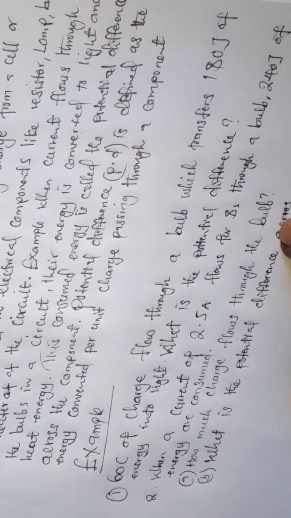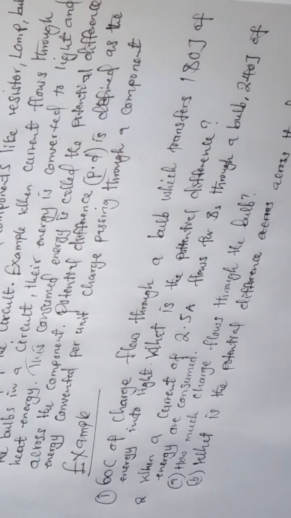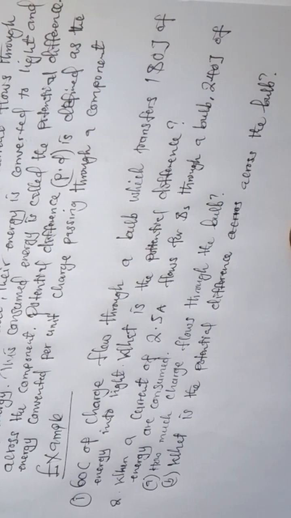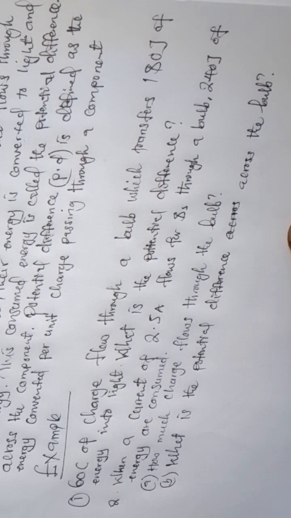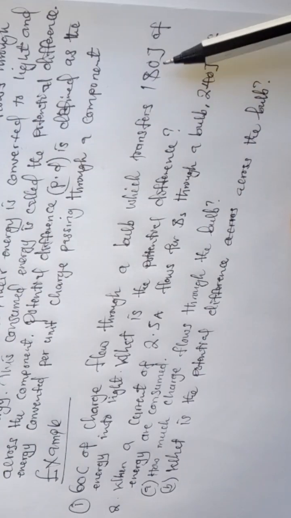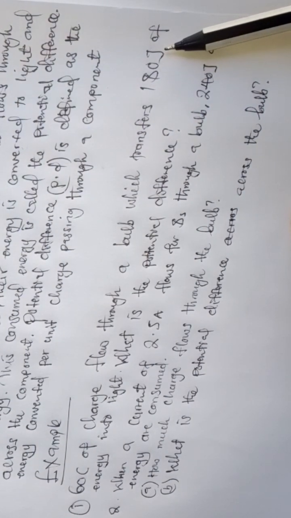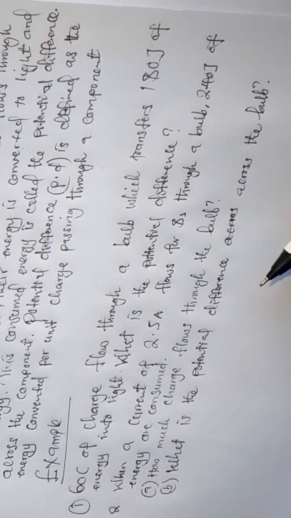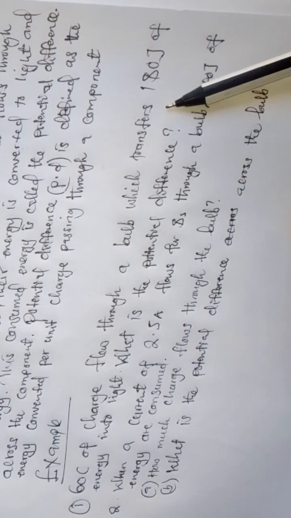We also have these questions there. We have a question saying 40 C of charge flows through a bulb which transfers 180 joules, which is energy, into light. What is the potential difference? So these are the questions.